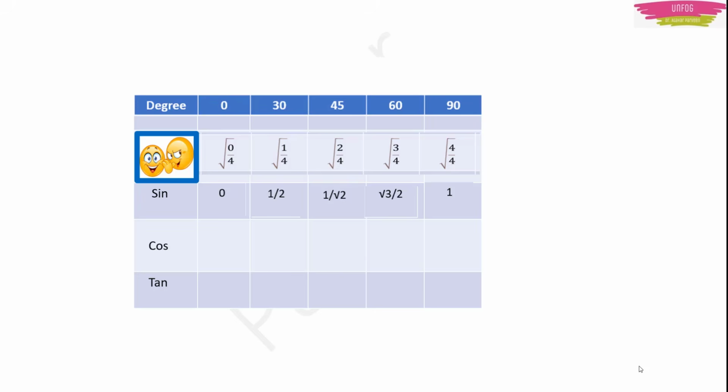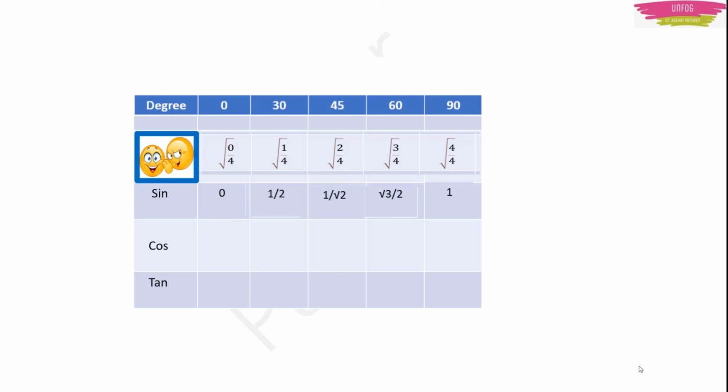Then you divide them by 4. Then you take the square root. Then you take the answer for that. With this you will get sin 0 as 0, sin 30 as 1 by 2, sin 45 as 1 by root 2, sin 60 as root 3 by 2 and sin 90 as 1. Okay, so much you learned.